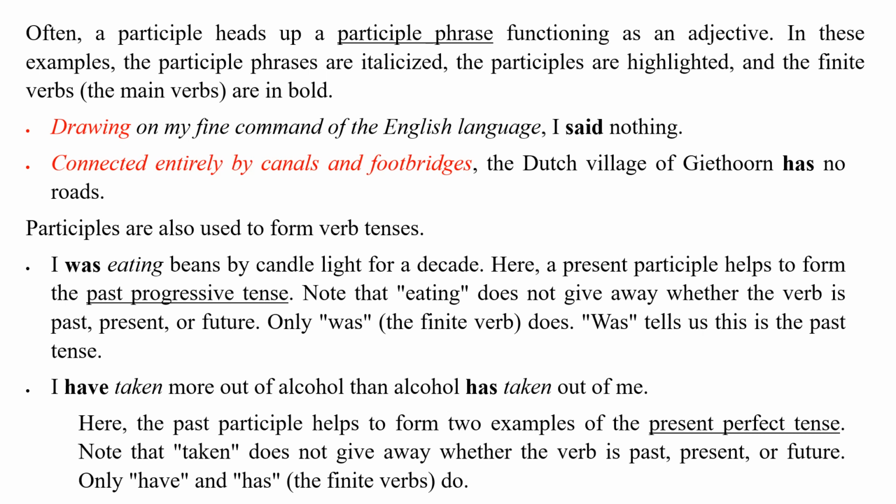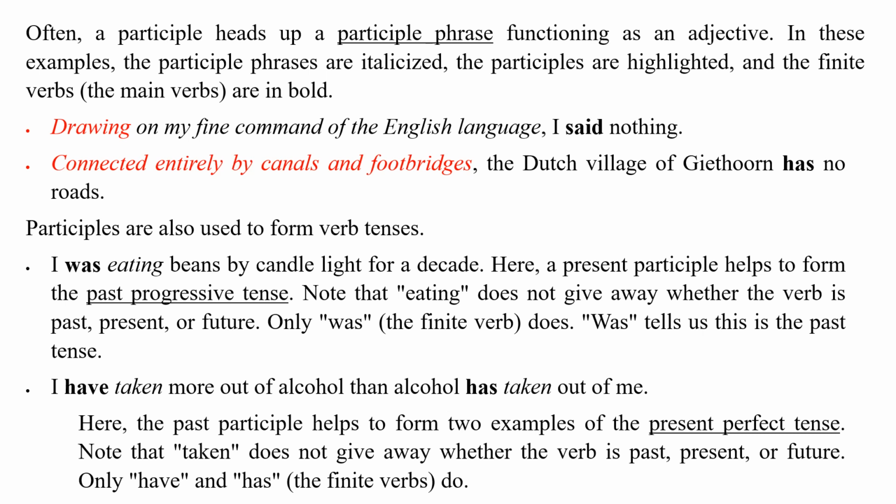Connected entirely by canals and footbridges, the Dutch village of Giethoorn has no roads. Here, "connected entirely by canals and footbridges" is the participle phrase and the participle both, and "has" is the main verb.